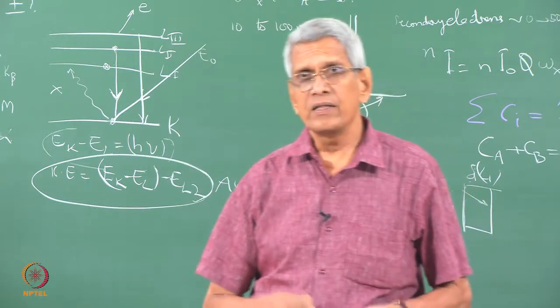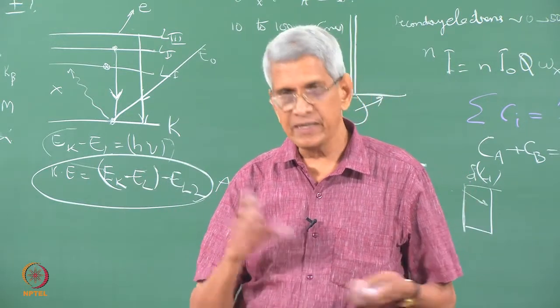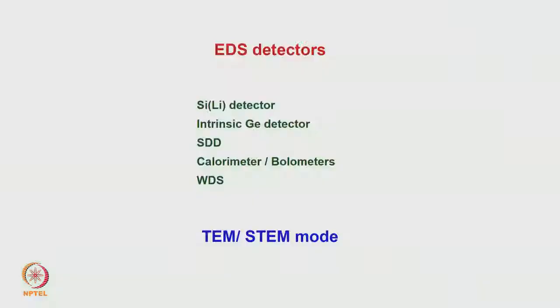Okay. There are various types of detectors which could be used. These are called SiLi detectors, okay. Intrinsic germanium detector, okay. Then silicon drift detectors, okay. Then calorimeters, wavelength dispersive detectors. Okay. Let us take the case of the EDS detectors which are used, which are SiLi, intrinsic germanium detectors or silicon drift detectors.